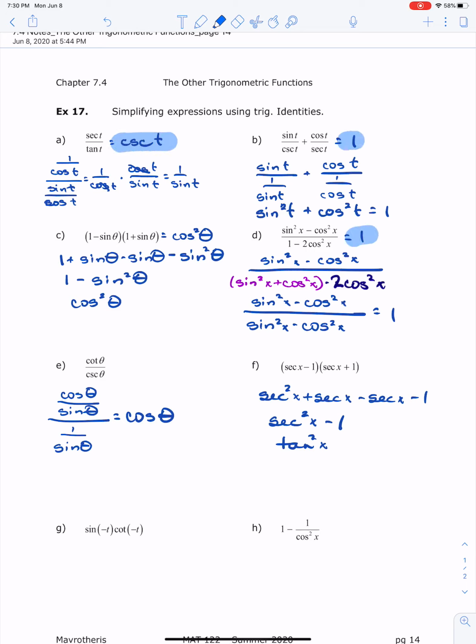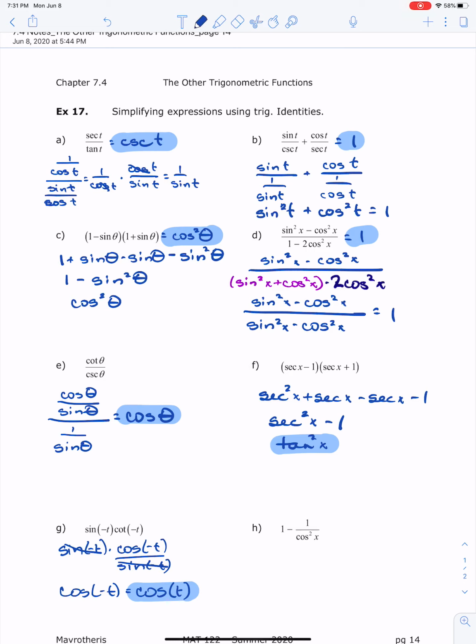Cosecant, 1, we've got a 1 here. Cosine squared, cosine theta, tangent squared theta. Okay, sine negative t, cotangent negative t. So first thing I'm going to do is rewrite cotangent as cosine over sine. Our sines cancel. We've got cosine of negative t because that is an even function, the same thing as cosine of t.